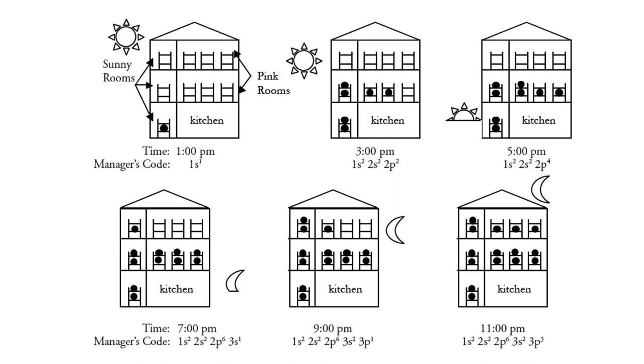Okay, so this is the boarding house at different times. And you'll notice there are sunny rooms and pink rooms. There's a kitchen on the bottom that nobody goes into. And there are certain times. There's also the manager's code for knowing how many people are actually in the boarding house at a specific time.